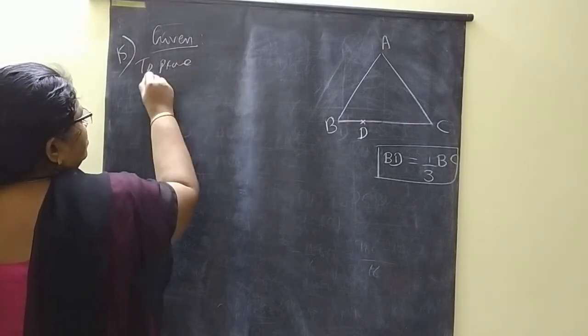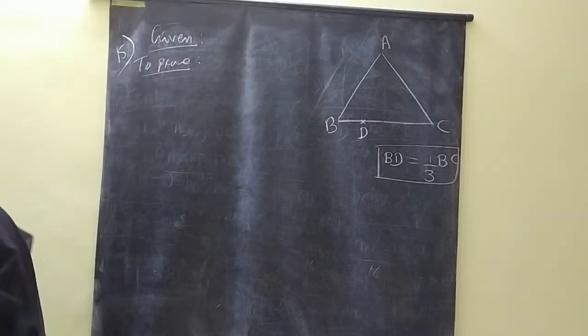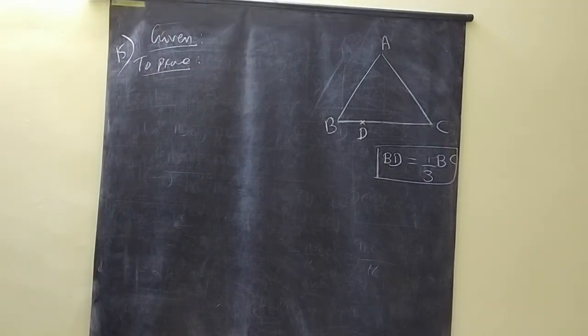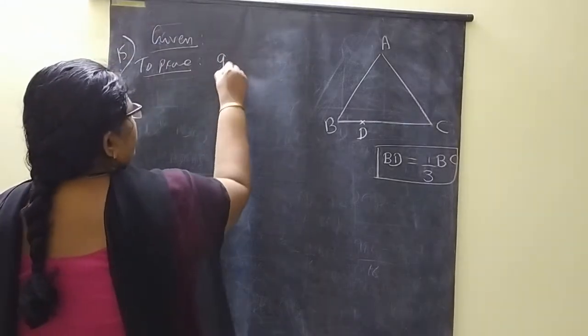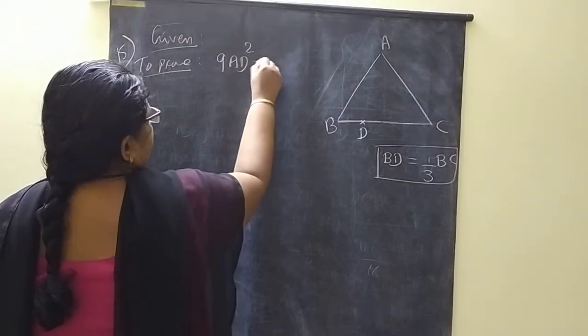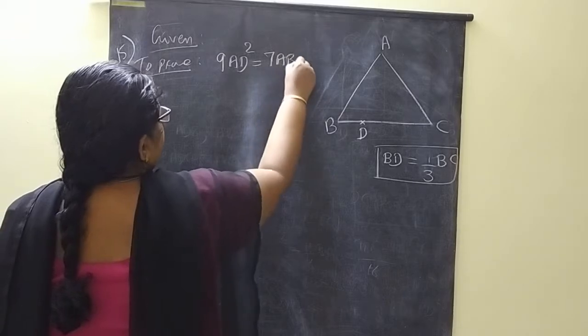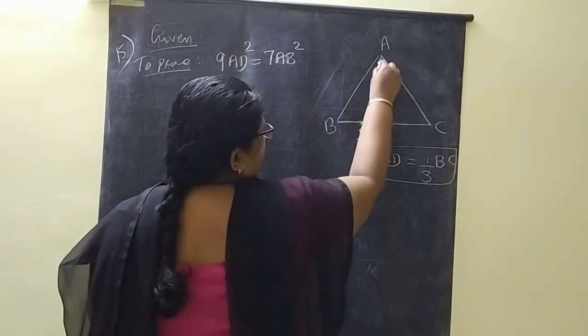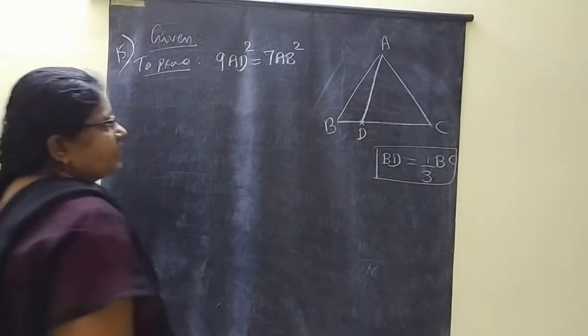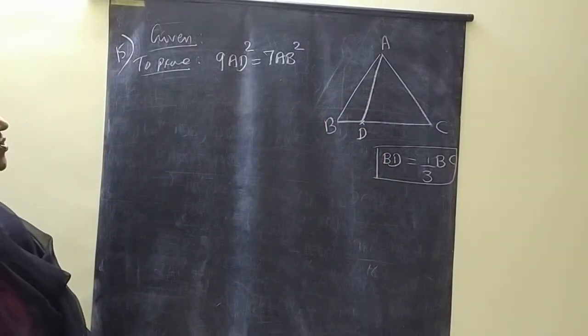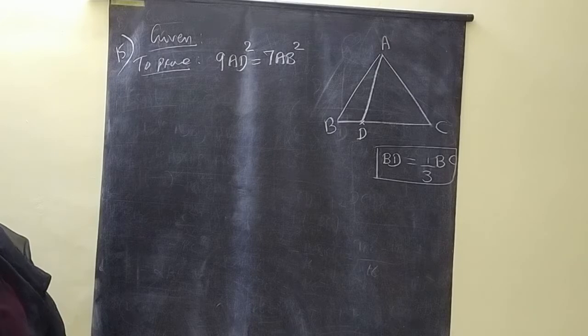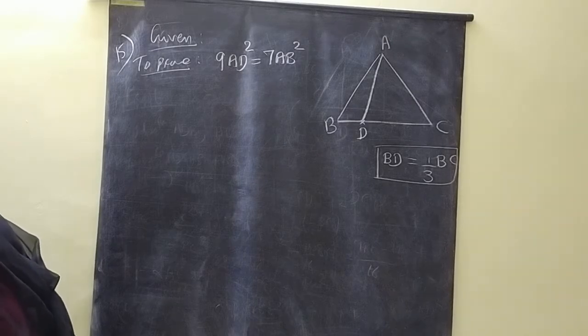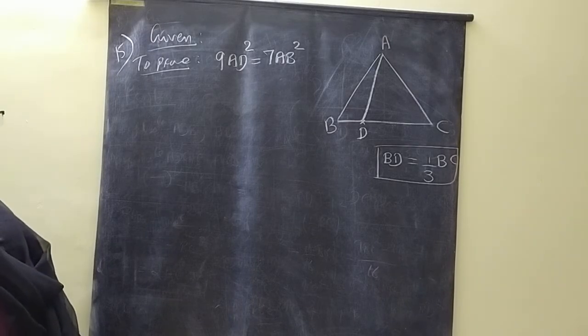To prove, what we have to prove? 9 AD square is equal to 7 AB square. So AD you have to join. 9 AD square is equal to 7 AB square. So AD naturally we have to join.